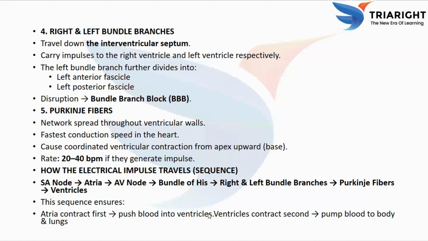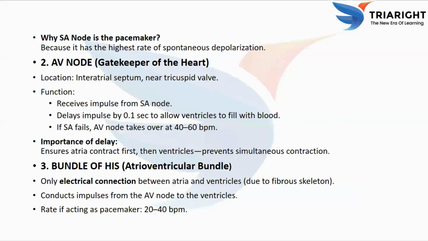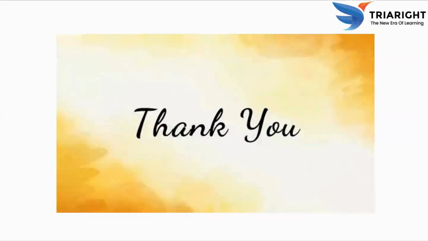So in simple terms, the sinoatrial node starts the heartbeat. The AV node, the atrioventricular node, delays it briefly. The bundle of His and branches carry it downward. And at last, the Purkinje fibers spread it across the ventricles, making the heart pump blood effectively. So this is about the electrical conduction system of the heart and its functions.